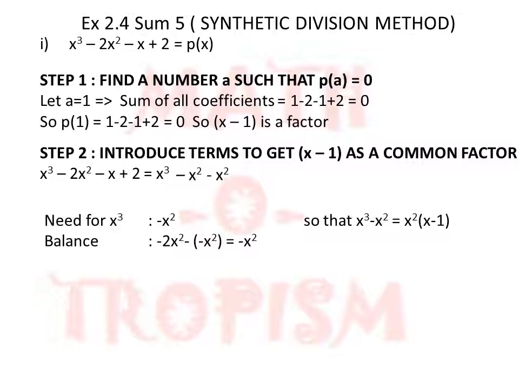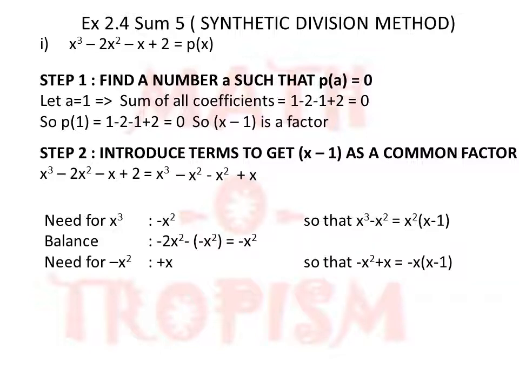Now I have three terms. The first two terms will come as x square into x minus 1, and now I have a minus x square term. So I need to see what term I need to add to this minus x square so that I can get x minus 1 as a common factor. If I add a plus x, so minus x square plus x, and take a minus x outside common, I get minus x into x minus 1. So it means I need to add a plus x term. So next I am writing a plus x.